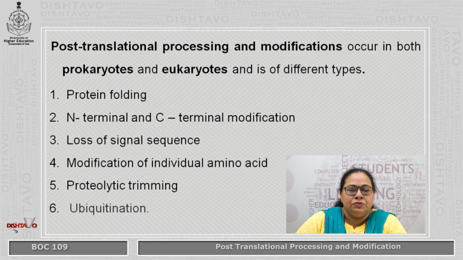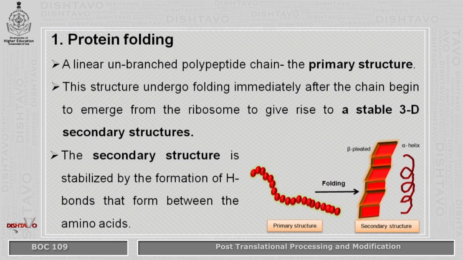Post-translational processing and modification occur in both prokaryotes and eukaryotes and are of different types. These are the different types of post-translational processing and modification. Let us learn one by one. The first one is protein folding. A linear unbranched polypeptide chain represents the primary structure of proteins.